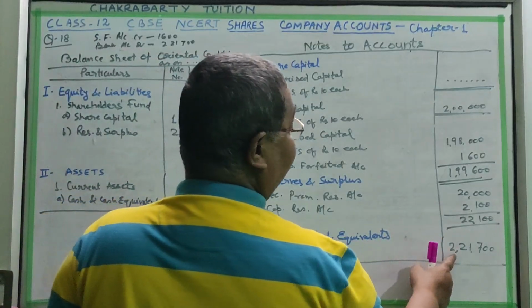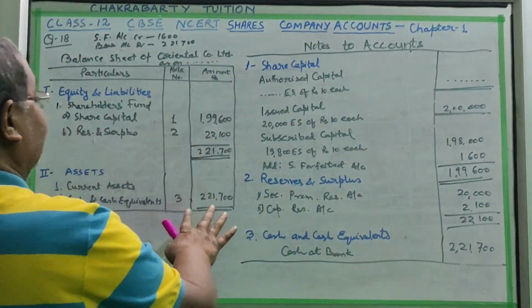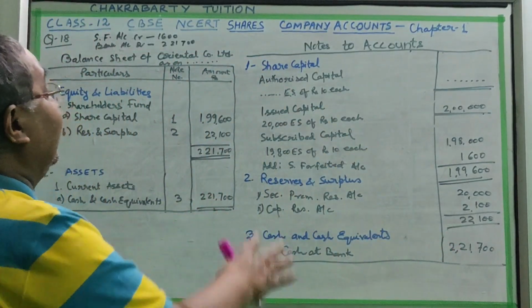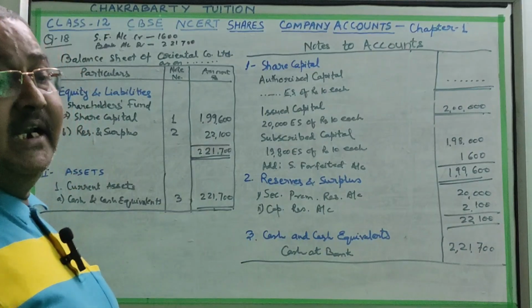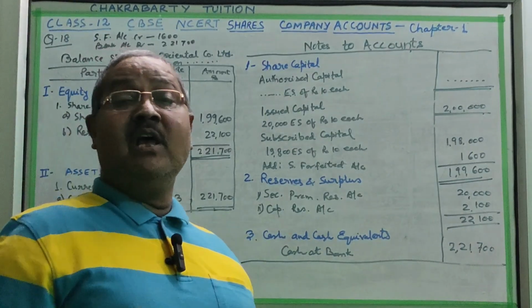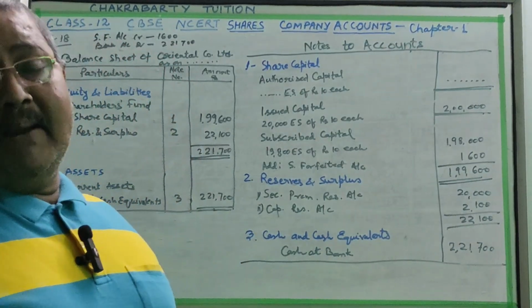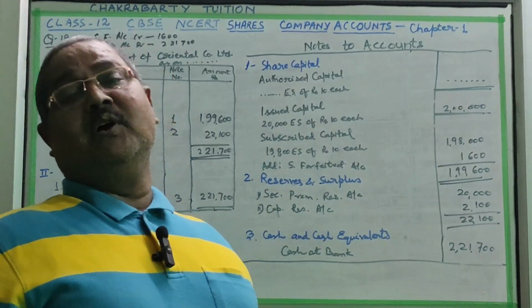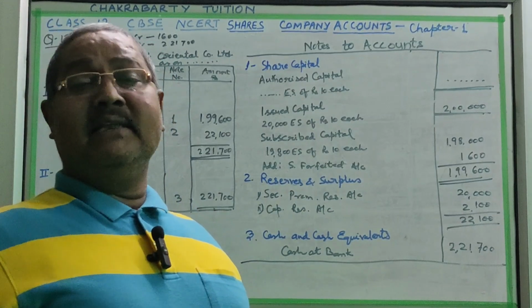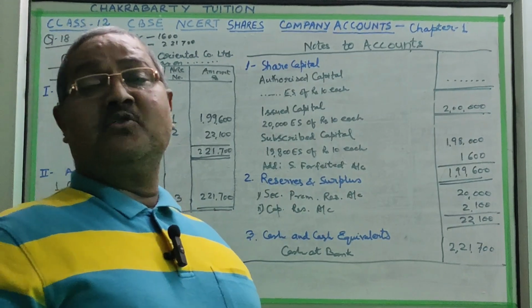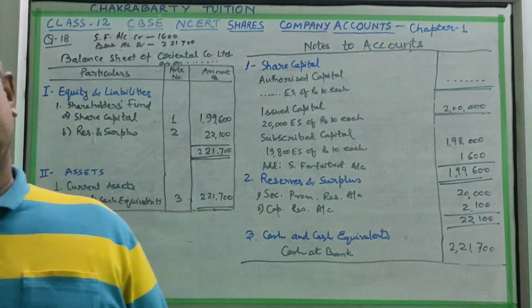Then the bank account we have prepared, this one. So in this way your balance sheet is also prepared, and this way you have to prepare the journal entries, balance sheet, share forfeited account, bank account, and capital reserve calculation. All this you have learned. Now we will do another question, short questions, just to give you a glimpse.